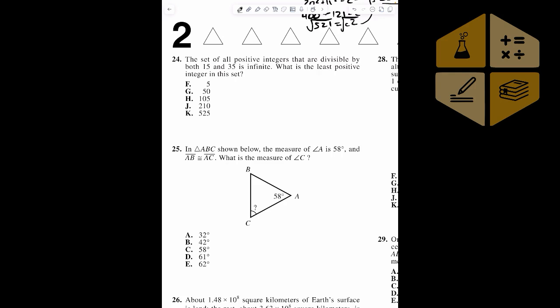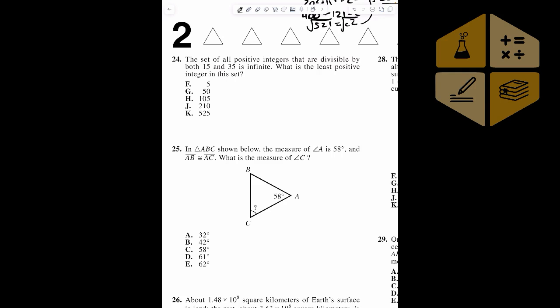Number 24. The set of all positive integers that are divisible by both 15 and 35 is infinite. What is the least positive integer in this set? Okay, so I can see how a lot of students would probably immediately think, wow, 5 goes into 15 and it goes into 35, so the answer must be F, 5. But the question isn't looking for a factor or the factors of 15 and 35, meaning the numbers that go into those two numbers or numbers that they both share.